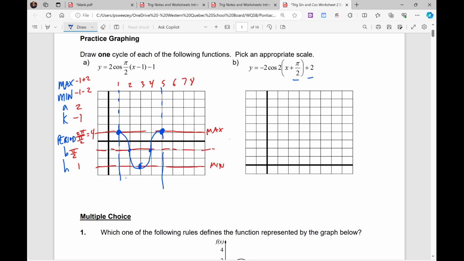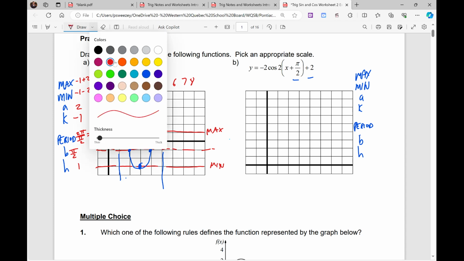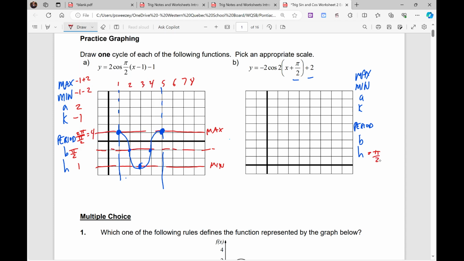Just kind of get you halfway on it. We'll do the still max, min, A, K, and then we're going to need to figure out what the period is from the B and also identify what the H is. So really weird. Now all of a sudden we're going to have to use radian measurements for our x-axis. We can still use numbers. We can still use integers as our label for our y-axis.